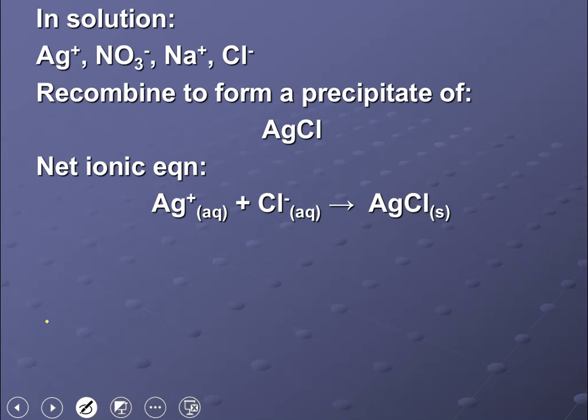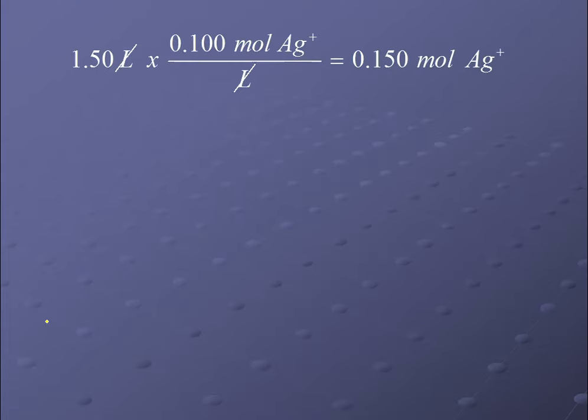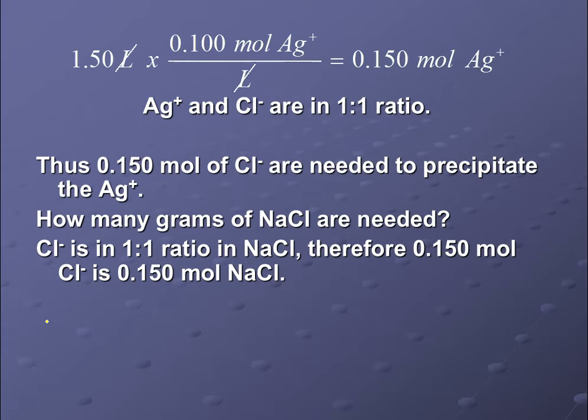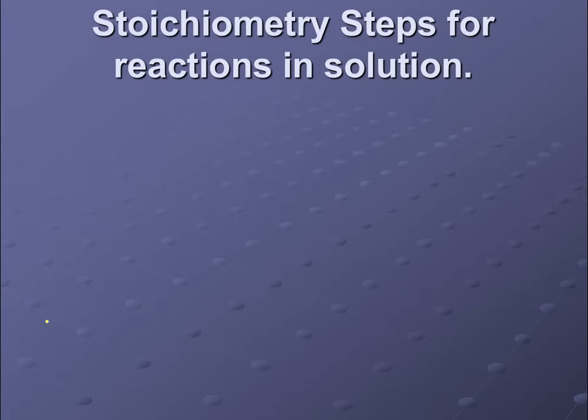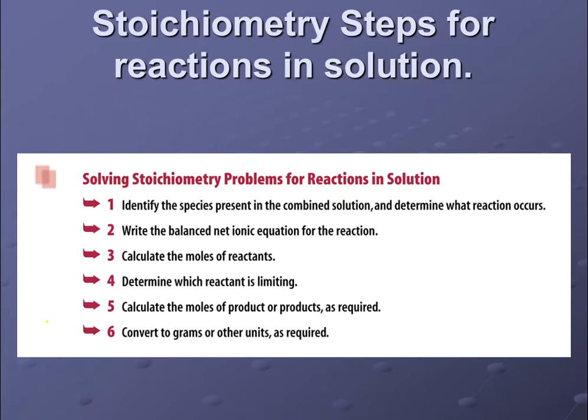So here, further on in your slideshow, they go through this. I just kind of did it all on that one slide for you. So you can go through and read that if you didn't understand what that guy was saying. All right, so this is a summary of the different types of steps that are involved in stoichiometry problems with solutions. So it's really good to go through and read all of these steps.